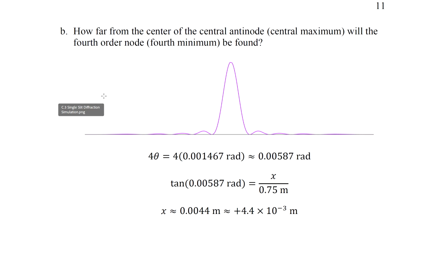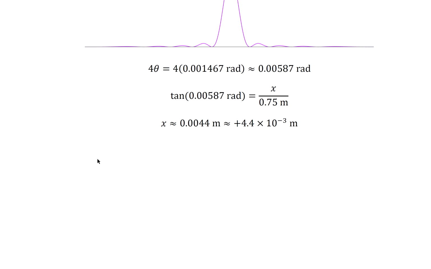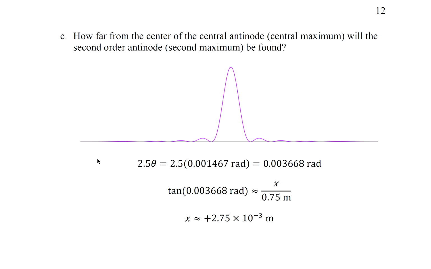Part B, how far from the center of the central antinode, central maximum, will the fourth minimum be found? So we're going to use this equation here. Part C, how far from the center of the central antinode, central maximum, will the second order antinode, second maximum, be found? So we need to use this equation here.